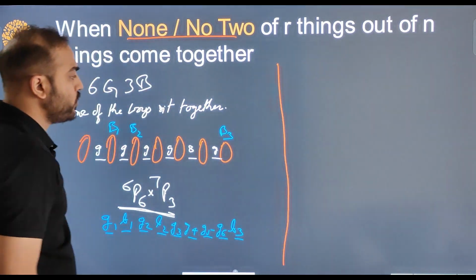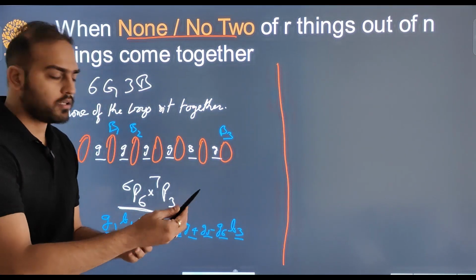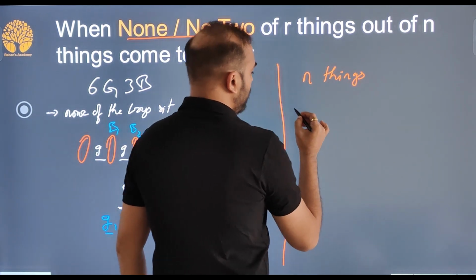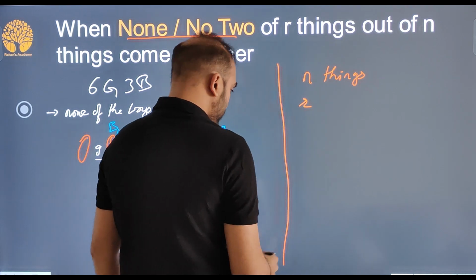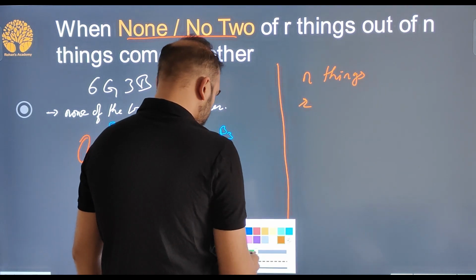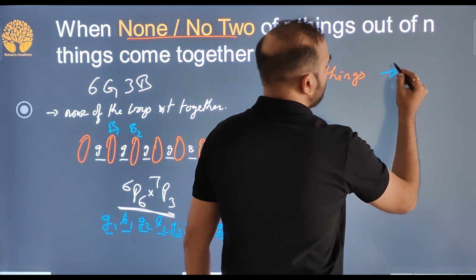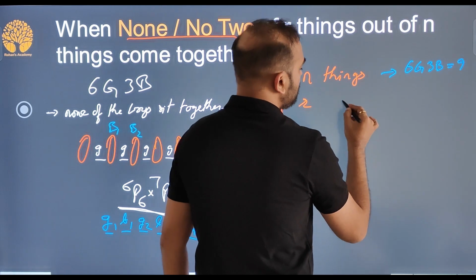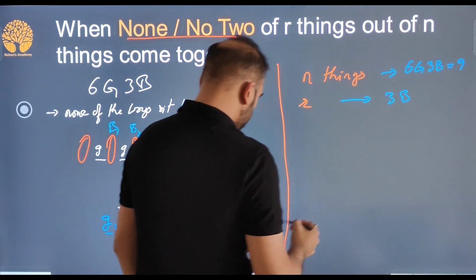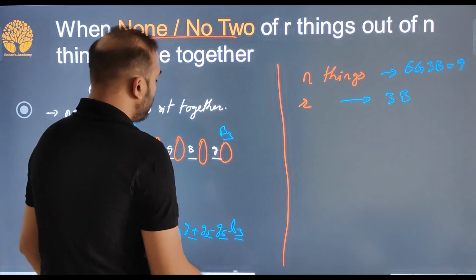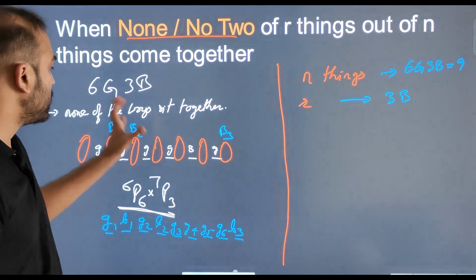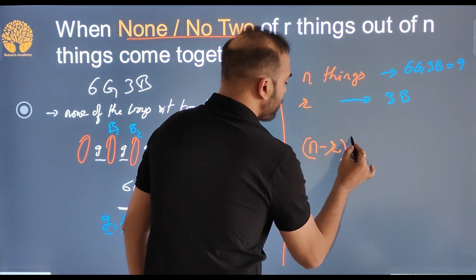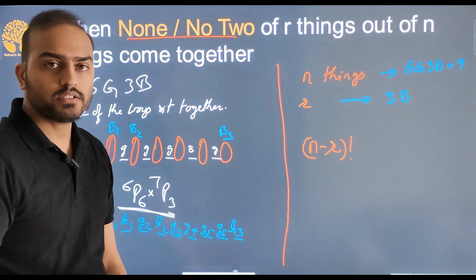Alright, if you understand this, let's formulate it. So again, if I have n things, none of r come together. In this case we had 6 girls, 3 boys, so total 9 people. The 3 boys cannot come together. So what did we do? We first arranged all the girls. So that is (n minus r) factorial. This is for the girls.